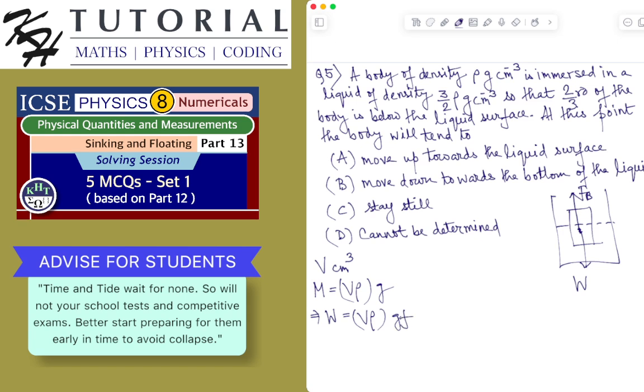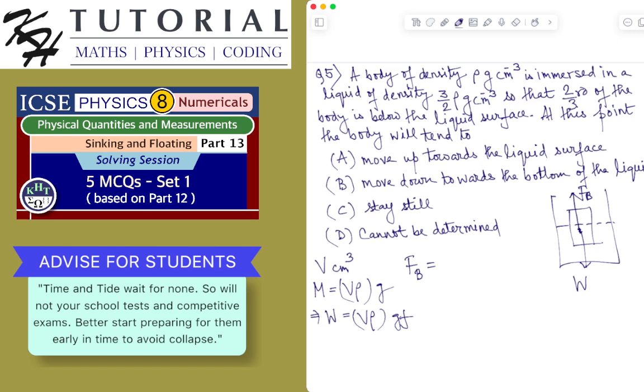Now what will be the buoyant force? The buoyant force will be the weight of the displaced liquid. How do we find the weight of the displaced liquid? We need to find its mass. Now we know the density of the liquid. To find the mass of the displaced liquid, we need to know its volume.